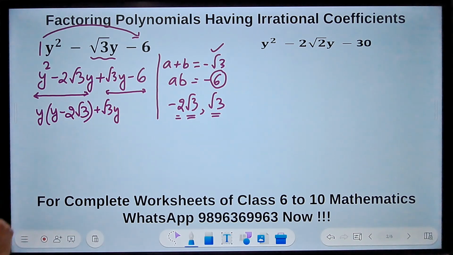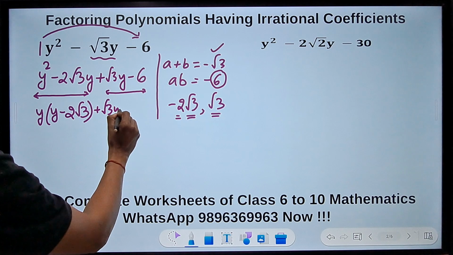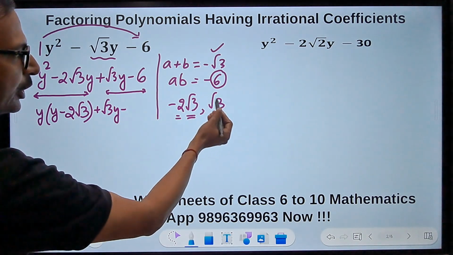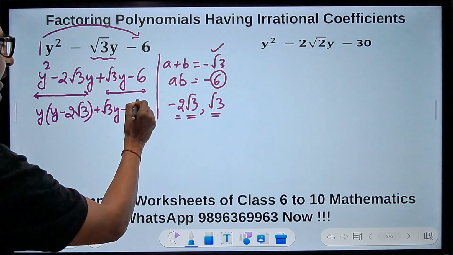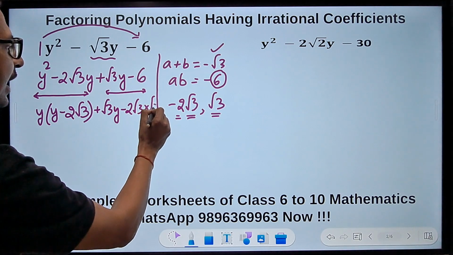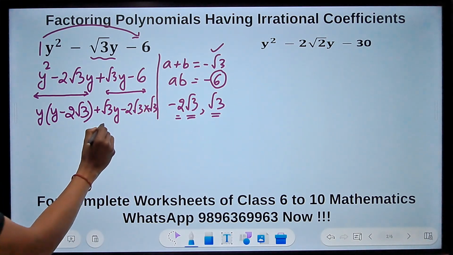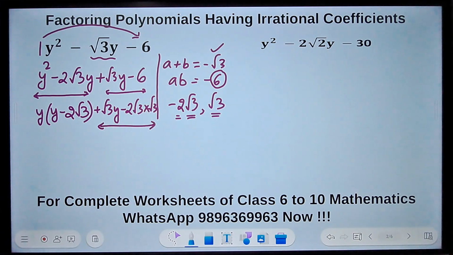Root 3y will remain as such. This 6 will be written as the product of these two. 2 root 3 times root 3. And now watch the magic. I will take the common factor out of these two.